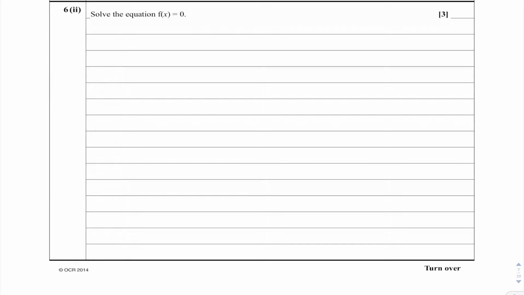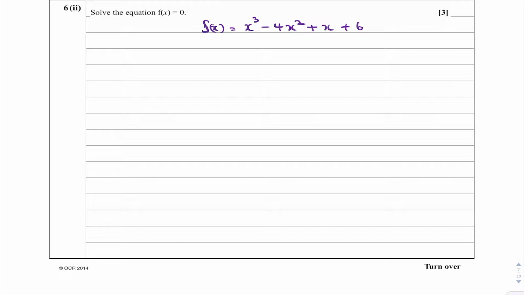Question 6. Solve the equation f(x) equal to 0. So we need to solve f(x), which is x cubed minus 4x squared plus x plus 6. We need to solve that by equating it to 0. Let's write it out first: x cubed minus 4x squared plus x plus 6 equal to 0.